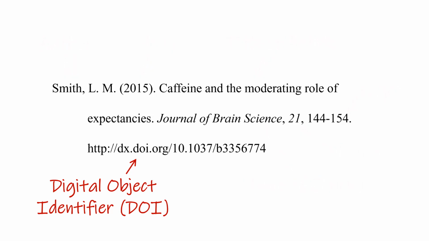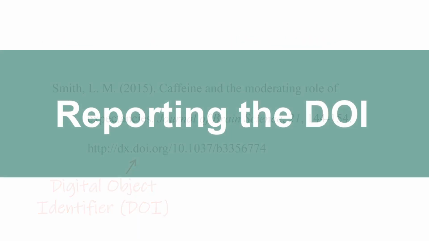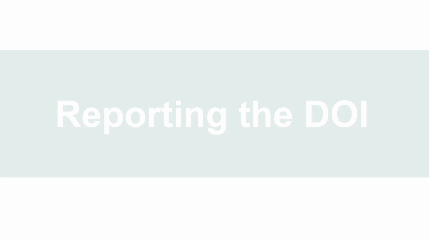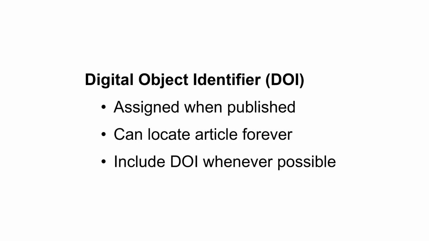The DOI is one of the most important items to include in many types of references, both print and online. It's a unique string of text assigned to the document at the time it's published. It's important because it can be used to locate the article forever, regardless of changes involving publishers or databases. The APA Publication Manual says to include the DOI whenever possible.